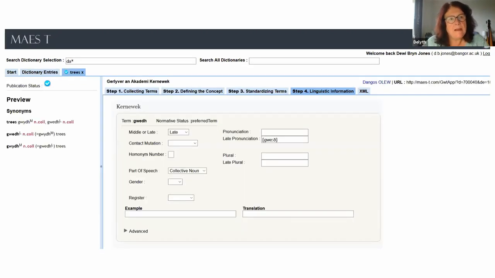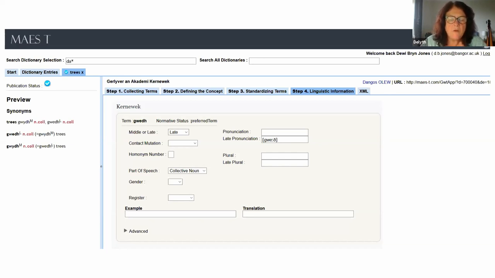So in this slide, we've clicked on one of the entries. It happens to be the entry on trees again, for you to compare this with the similar entry for tree in the Welsh MyST. I've clicked again on step four, the linguistic information. But you will see here that it's far richer than the equivalent Welsh version, because what we've done here is adapt the system to some of the new pieces of information that our Cornish colleagues wanted to include.